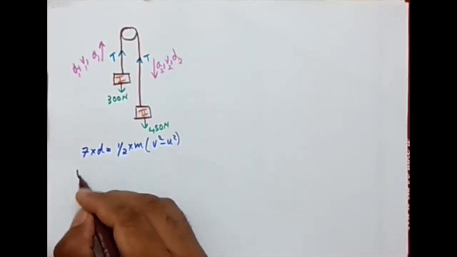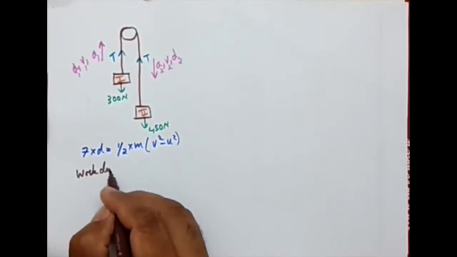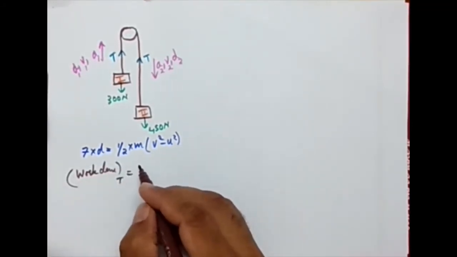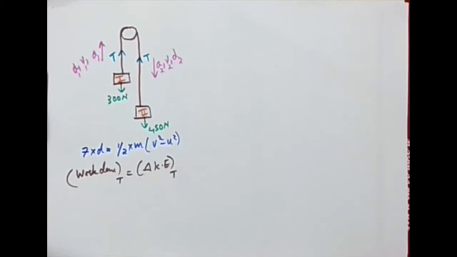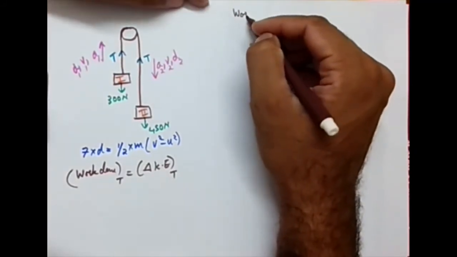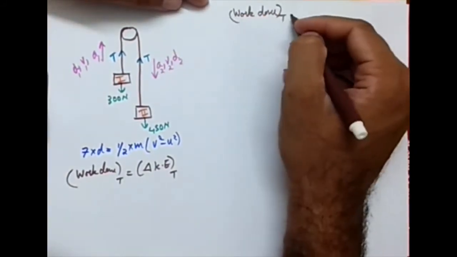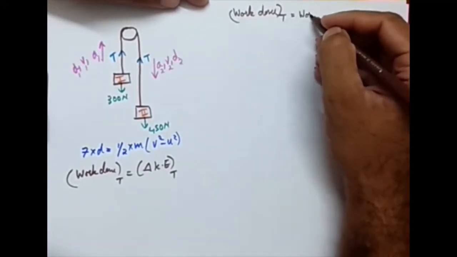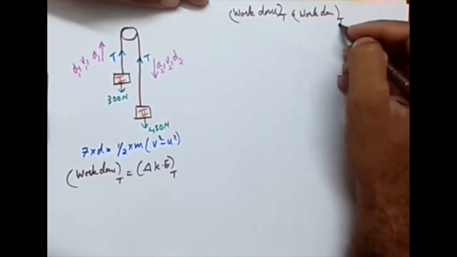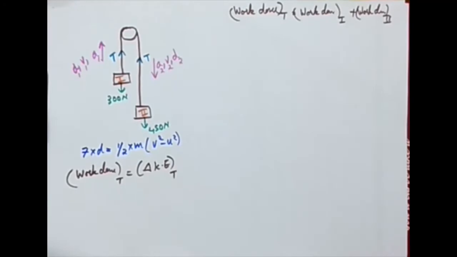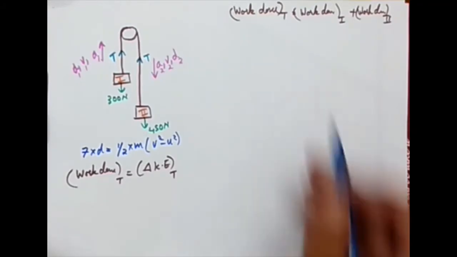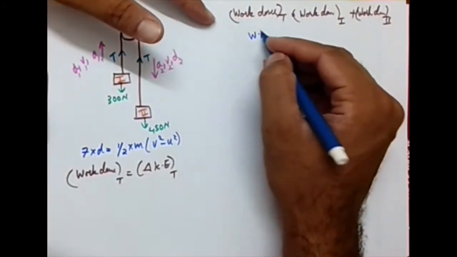So that is total work done equal to change in kinetic energy for the total system. We are going to calculate this. First I am going to work on the work done part. Total work done will be equal to work done by body 1 plus work done by body 2. The sum will give me the total work done, and I'm calling this WDT.